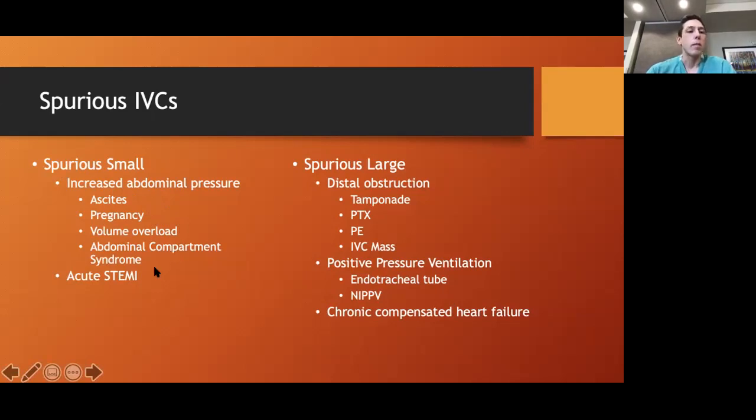In addition, some patients in cardiogenic shock may have a normal appearing IVC because they have a normal CVP. A patient who is euvolemic prior to having their acute anterior STEMI will still have a normal CVP and may have a small or collapsible IVC.